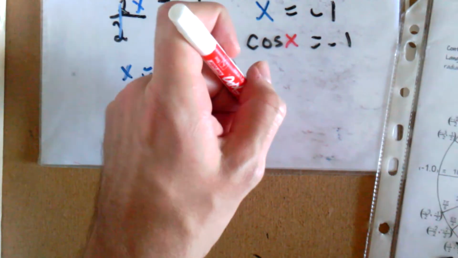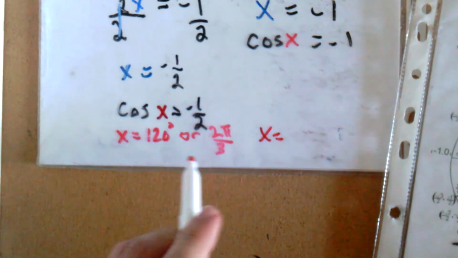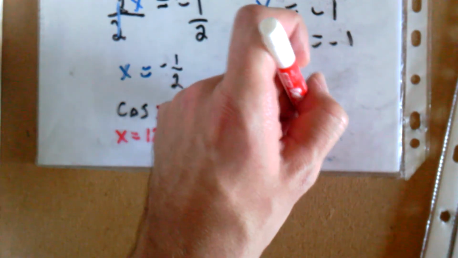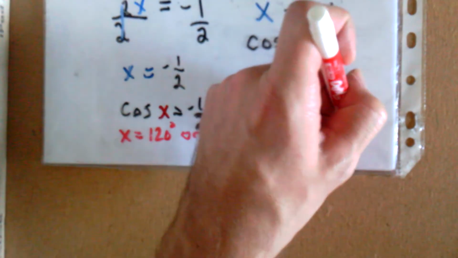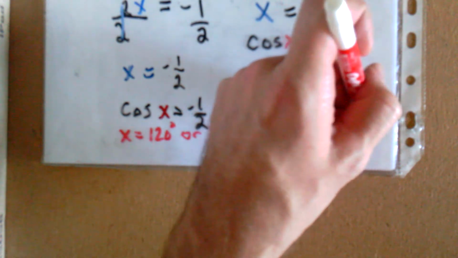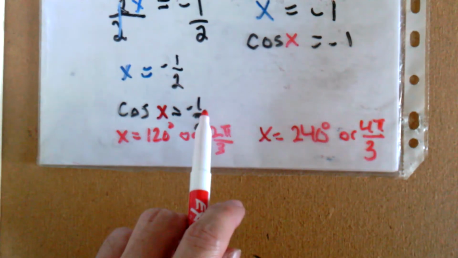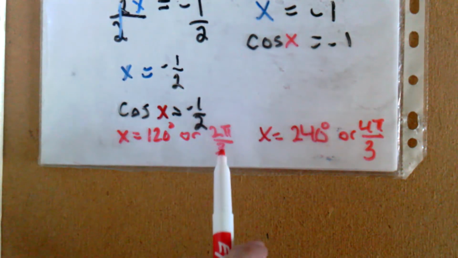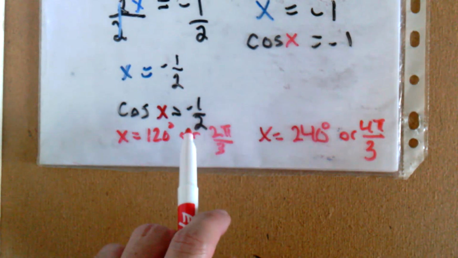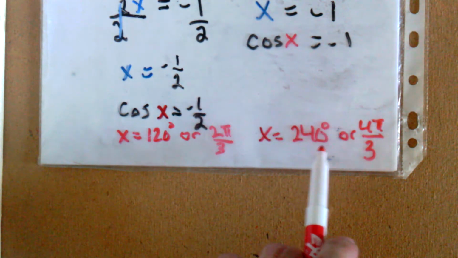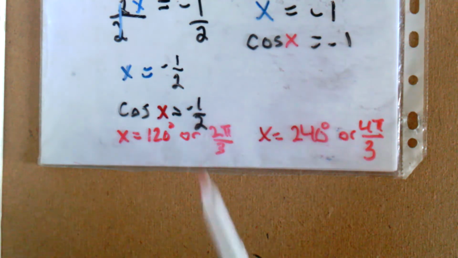So x can also be 240 degrees, which is the same thing as 4 pi over 3 radians. Cool. So cosine equals negative 1/2 at 120 degrees, or 2 pi over 3 radians, and cosine equals negative 1/2 at 240 degrees, or 4 pi over 3 radians.